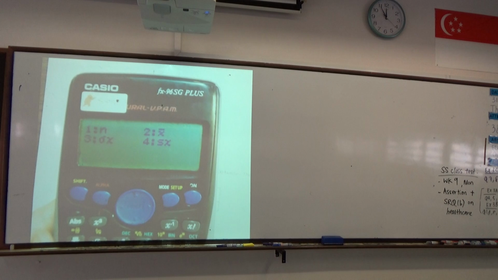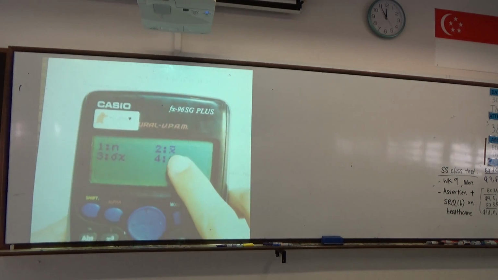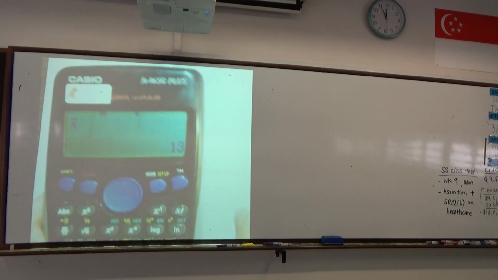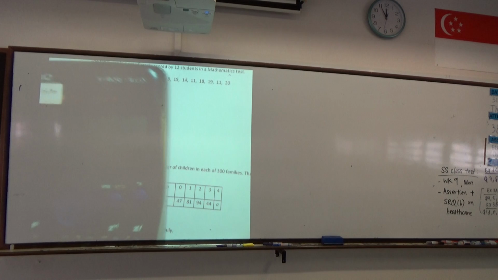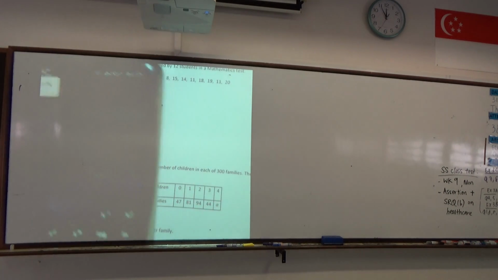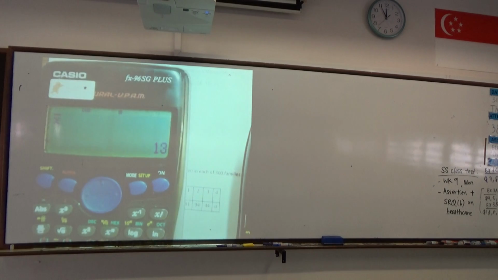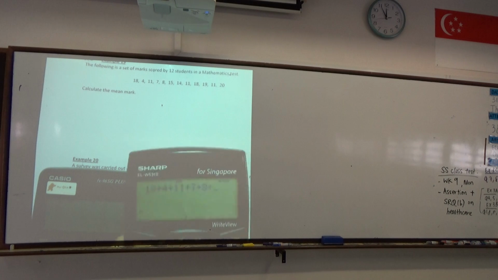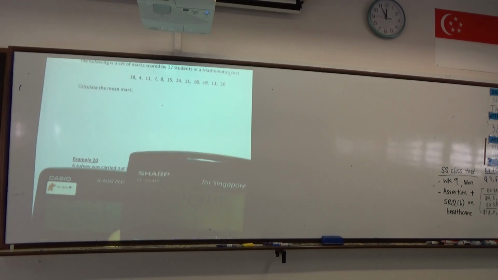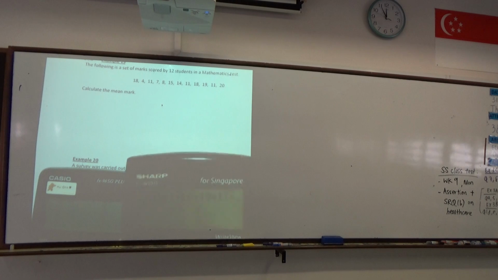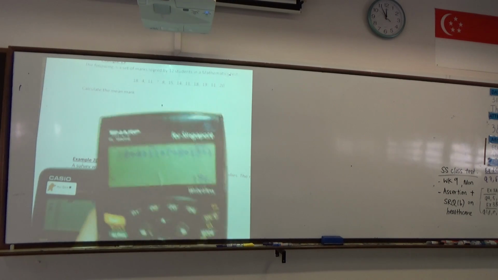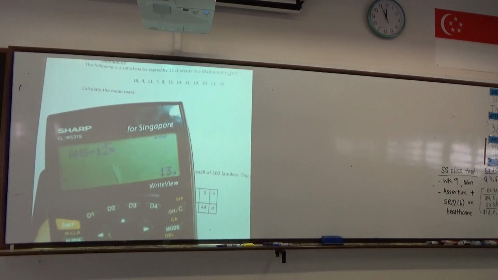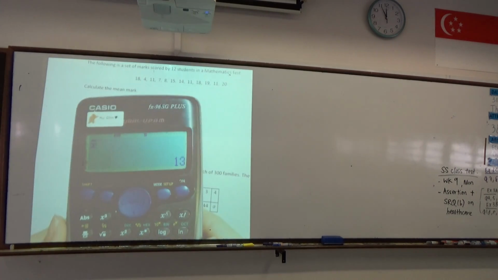Then you go to number 2 to find out the mean, because that is what you want, X bar. Then you press the equal sign, and the mean will be 13. If you were to do your usual calculation of adding everything up, let me use a Sharp calculator to show you. If I add everything up manually, 18 plus 4 plus 11, 7, 8, 18, 14, 11, 18, 19, 20, and then divide by 12, my answer remains the same, 13. So this is how you can calculate the mean using your calculator.